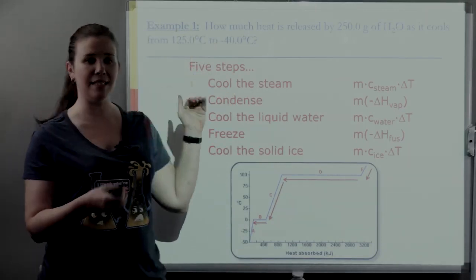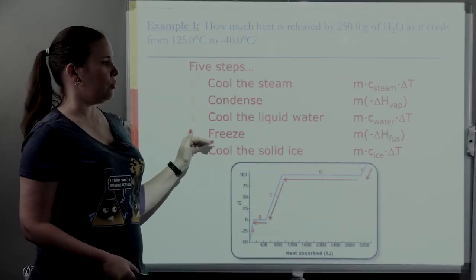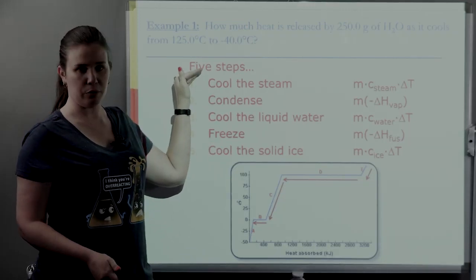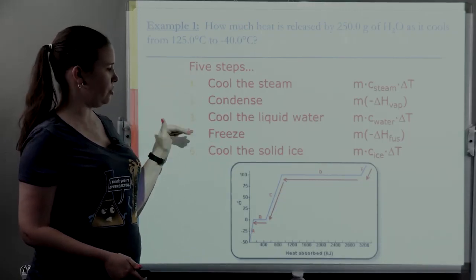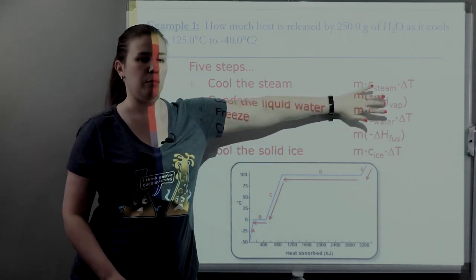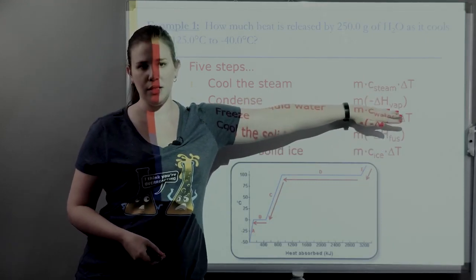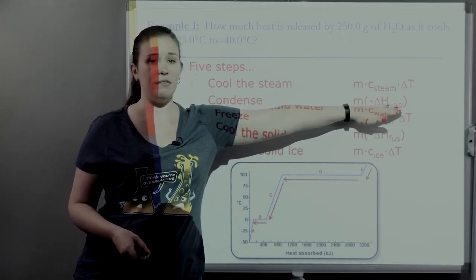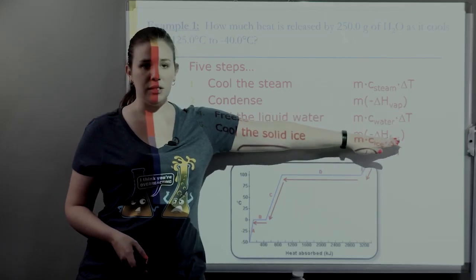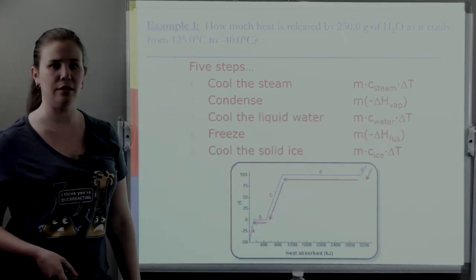So notice for the phases themselves, the steam, the liquid, and the ice, you're using the MC delta T formula. For the phase changes, steps 2 and 4, you're using delta H's. The vaporization process, or the opposite of that being the condensing process with the opposite sign here, is using our delta H of vaporization, whereas the melting and freezing would use delta H of fusion. You just got to be really careful about your signs.